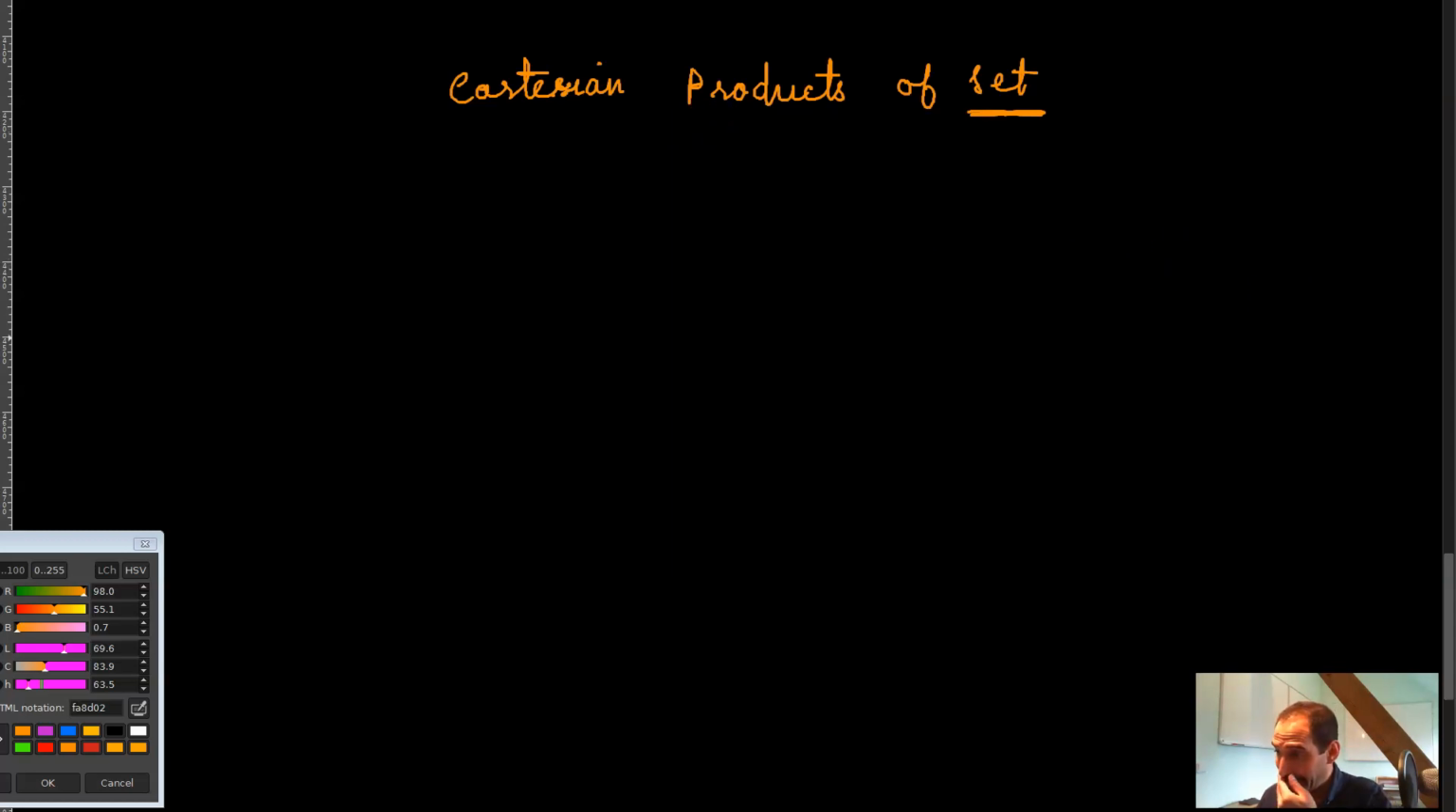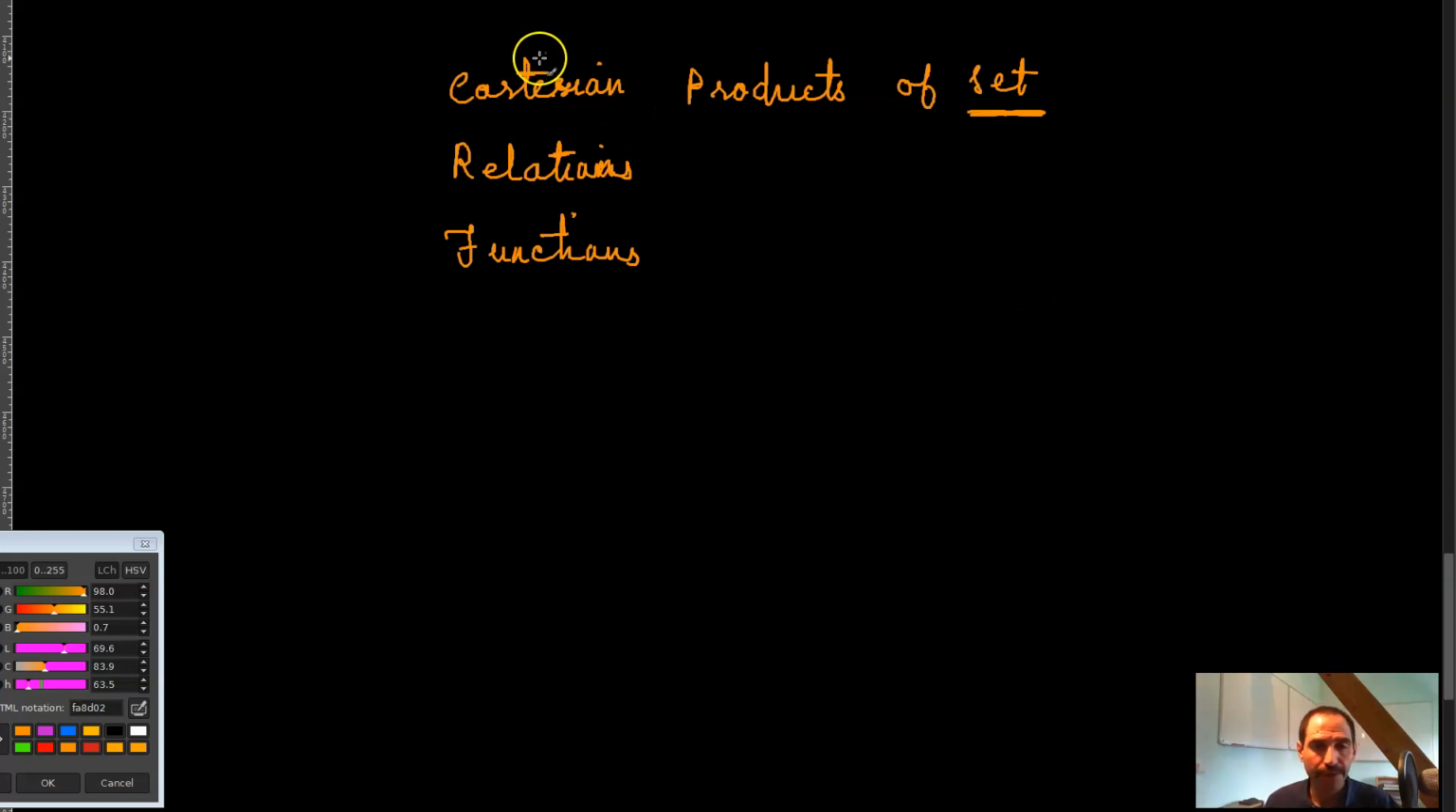Moreover, we have some concepts like another concept called relations. We have another concept called functions. And we also talk about some specific types of functions. That's almost everything that we will cover here.